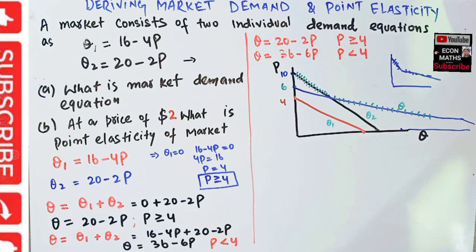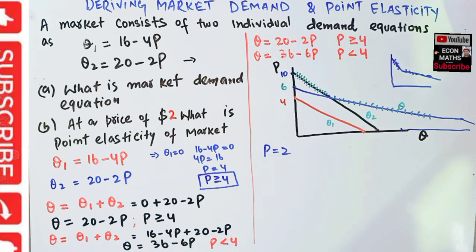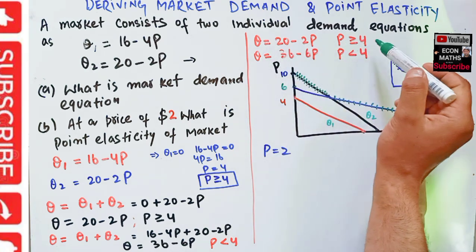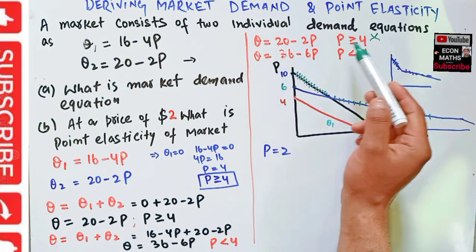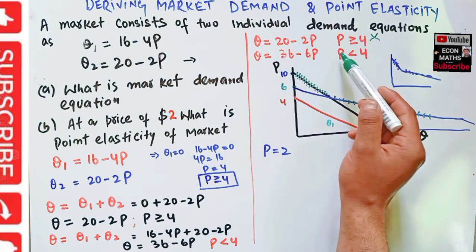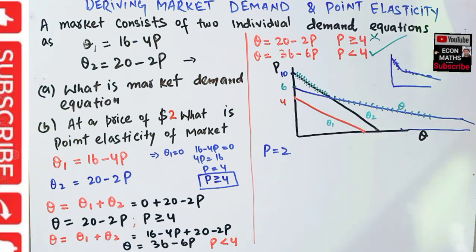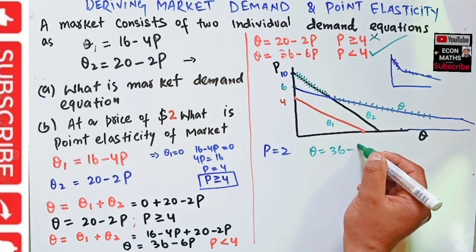Now what will be the point elasticity of the market when price is equal to 2? We are being told when p is equal to 2. So when p is equal to 2, this will not be our demand function, because p is greater than 4 here. Here p is less than 4, that means p is equal to 2. So this will be our demand function. When p is equal to 2, our q will be equal to 36 minus 6p.